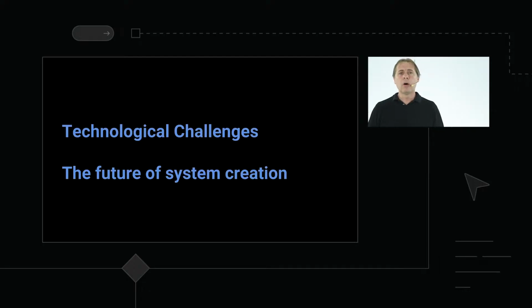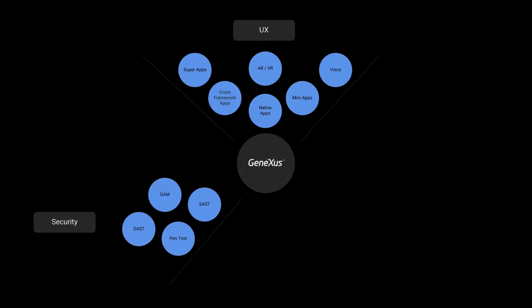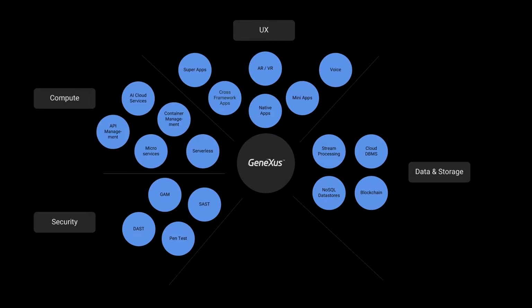So that is why we're going to go through the different technological challenges that we have when it comes to building those systems in different circumstances. And then we're going to talk a bit about how we perceive the future of systems creation. If we focus on technological challenges and compare them to the ones that we had back in the 80s with what we have today, they have increased a lot in different areas. For example, UX or even security, or why not, how to store data in our systems.